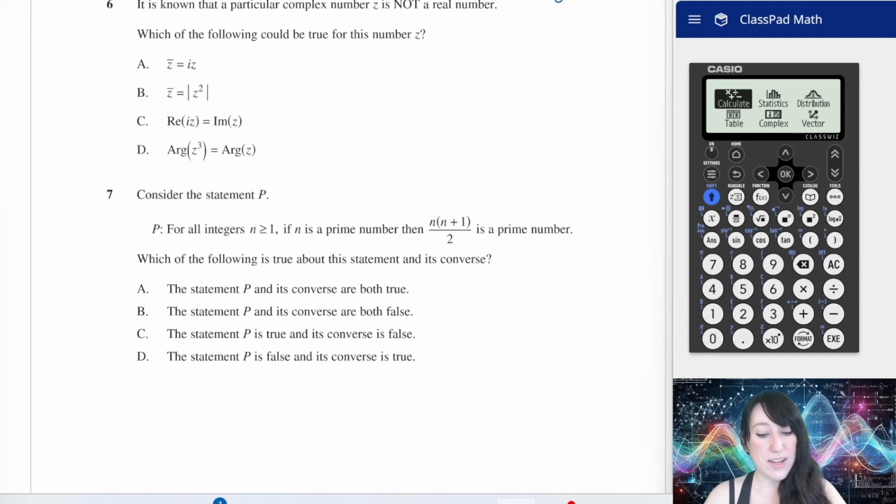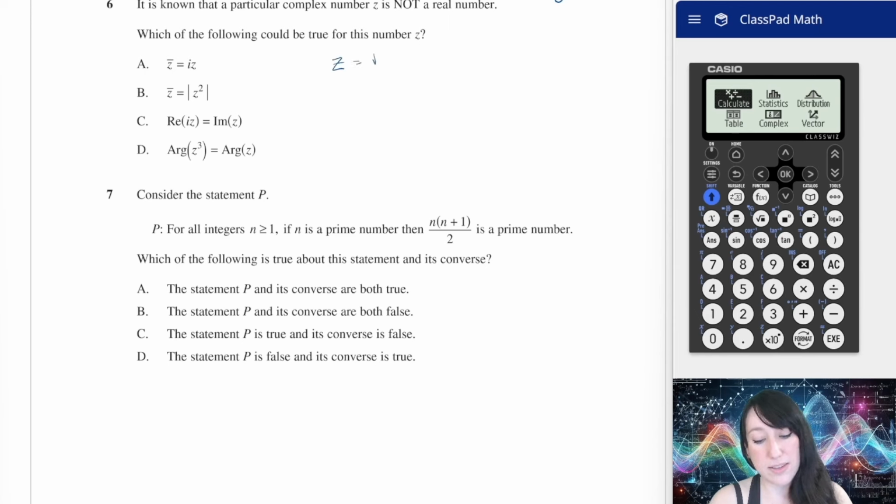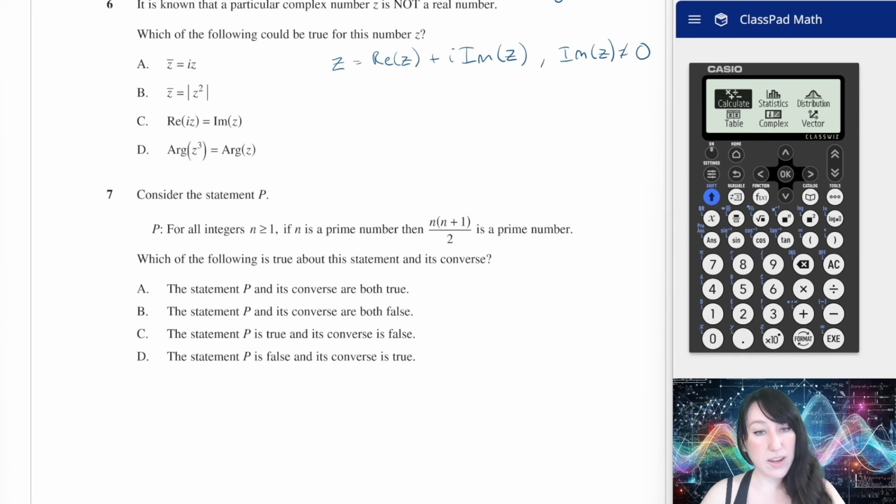Question 6. It is known that a particular complex number z is not a real number. Which of the following could be true for this number z? So z is an arbitrary complex number that is not real, which means that its imaginary component is not 0. So let's say z is some real component plus an imaginary component times i, where again the imaginary component is non-zero. Now 2 of the options involve i times z, so let's consider what happens if we do that.